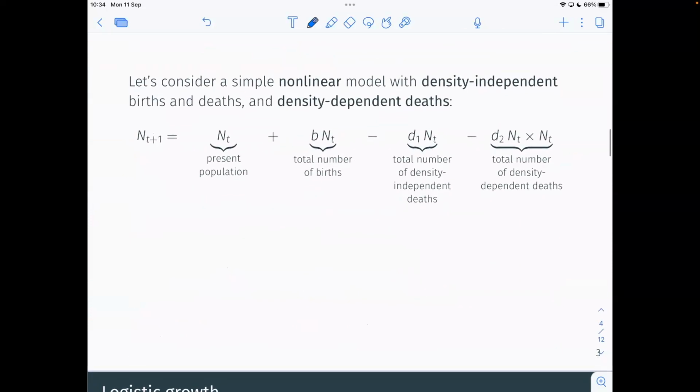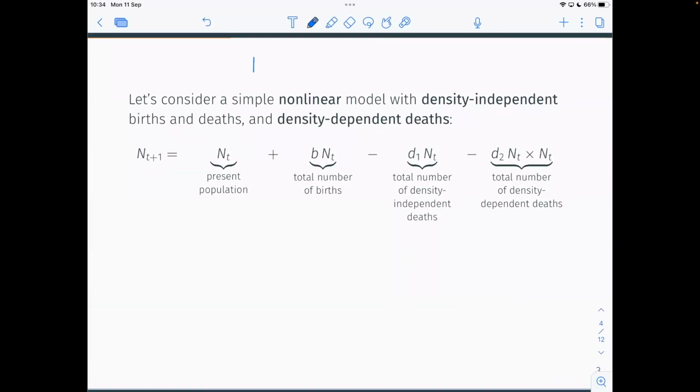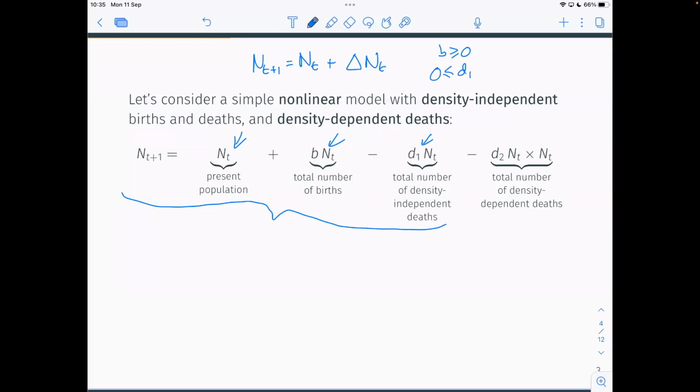Okay, so how do we construct one of these nonlinear models? If you remember, when we constructed the model the other day, we had nt+1 is going to be our current population size nt plus delta nt, so some change in the population size. So we can write down a similar form here. If we just focus on this part here, this is exactly the same as the linear model that we had the other day. Okay, so we've got our present population size, we've got a birth term, so B is our per capita birth rate. So our total number of births is going to be B times nt. And then here we've got a death rate. And this is going to be the total number of deaths is given by our per capita death rate D1 times the total number of individuals in the population. And if you recall, we said that B has to be greater than or equal to 0, and D1 is a probability, so it goes between 0 and 1.